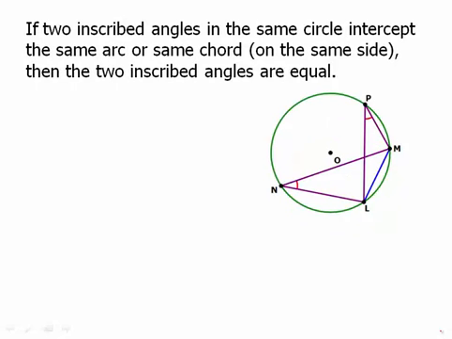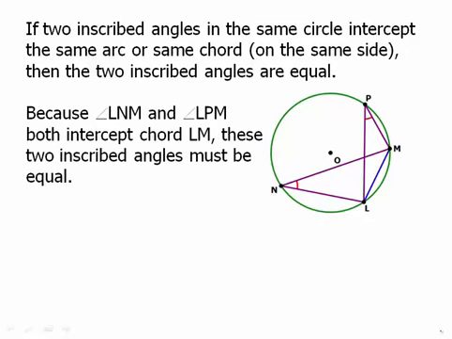If two inscribed angles in the same circle intersect the same arc or the same chord, and intersect the chord on the same side, then the two inscribed angles are equal. So here we have two inscribed angles intersecting that chord, LM, and these two must be equal. Now they have to intersect on the same side of the chord. If we also drew an angle over here, on the other side, obviously that would be a much wider angle. That would be a very different angle.